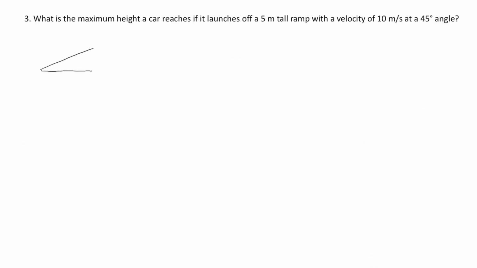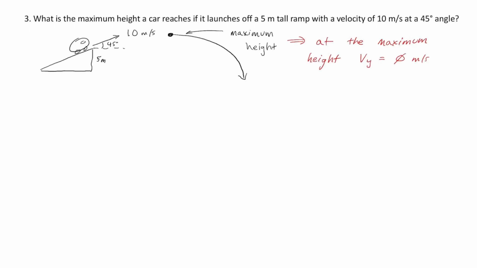Now this is our last projectile motion question in this quiz. In this question, we want to know what is the maximum height a car reaches if it launches off a 5-meter tall ramp with a velocity of 10 meters per second at a 45-degree angle. And now the key to this question is remembering that at the maximum height, Vy, so the y component of the velocity, is equal to 0 meters per second. If you remember that, this question is easy.